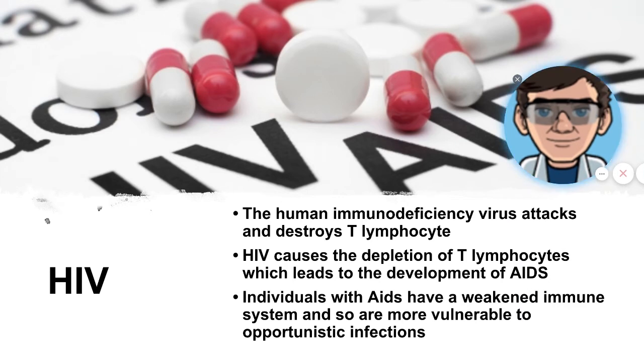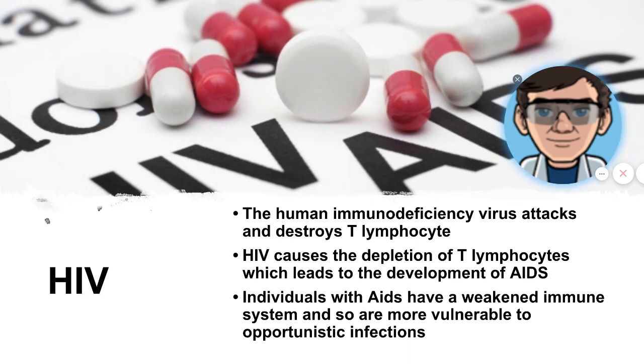HIV is a virus that destroys T lymphocytes. Okay, so HIV is the actual virus molecule. When it's destroying your T lymphocytes and they fall to a very low number, that's when you're actually diagnosed as having AIDS. And because you have such a low number of T lymphocytes, you're vulnerable to lots of different infections.